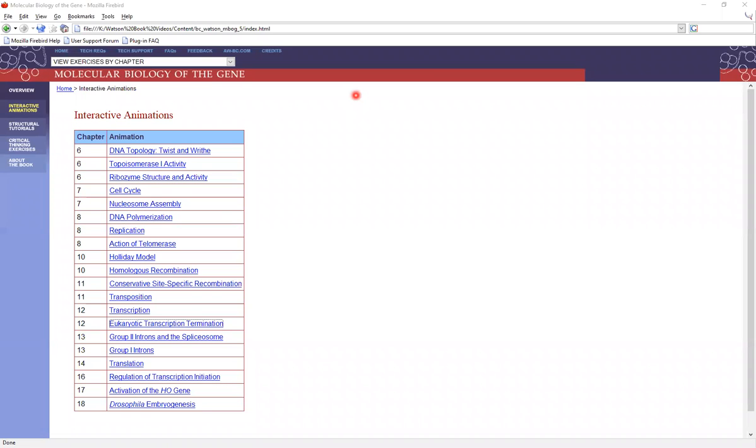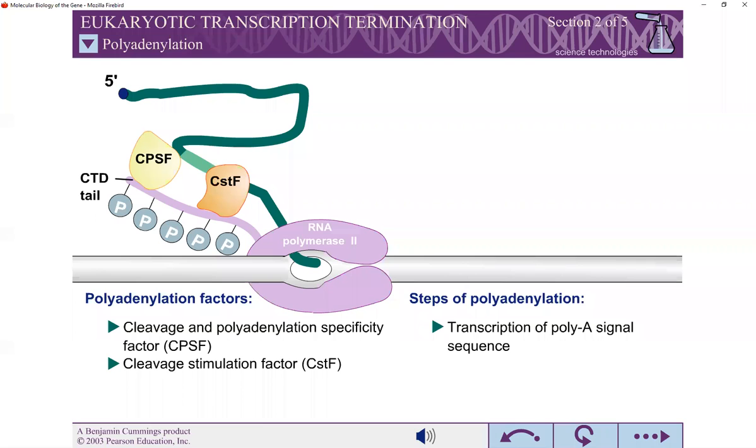You should have told me if the screen is not visible. Okay, I don't know why the screen is not visible to you. Sorry. Is this visible to all of you now? CPSF and CSTF?